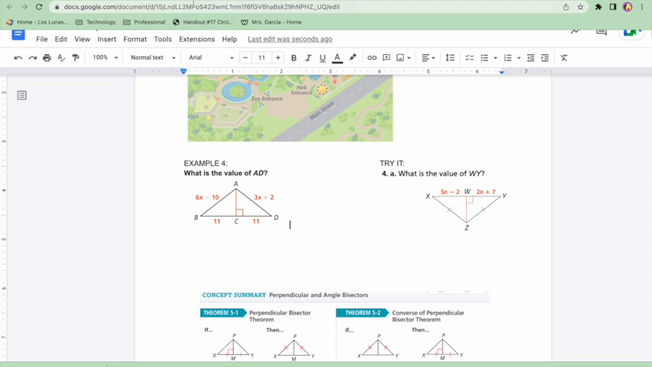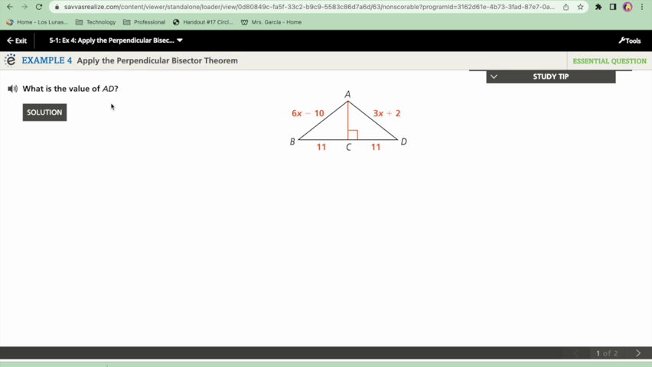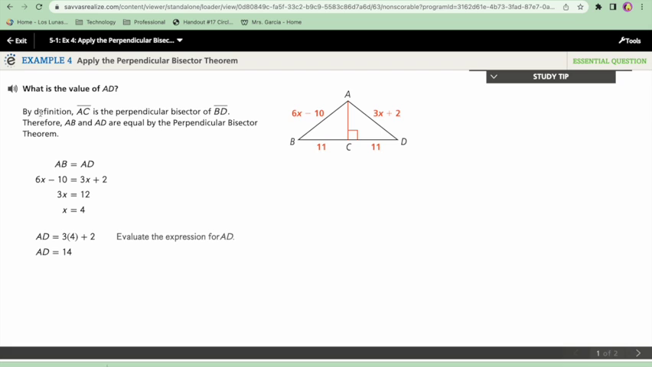We can plug it back in and figure out what AD is. All right, so let me show you that in Savas. By definition, AC is the perpendicular bisector of BD, which is what I just said. Then AB and AD are equal by the perpendicular bisector theorem. So we can write that AB is equal to AD. If that's true, then we can write that 6x minus 10 is equal to 3x plus 2. If we solve that by adding 10 to the other side and subtracting 3x from this side, we get 3x equals 12. We divide by 3 and we get x equals 4.